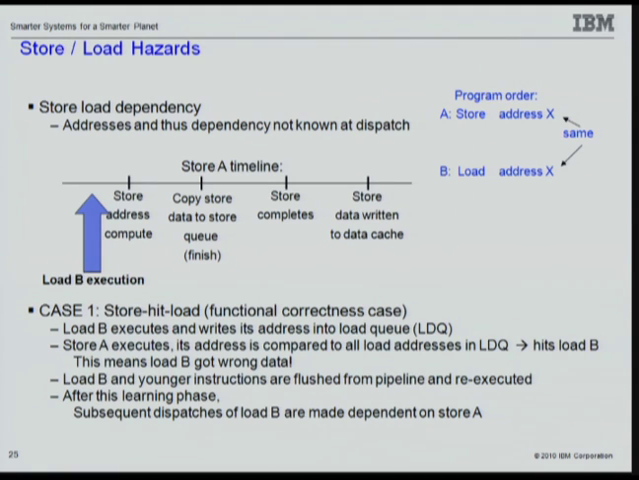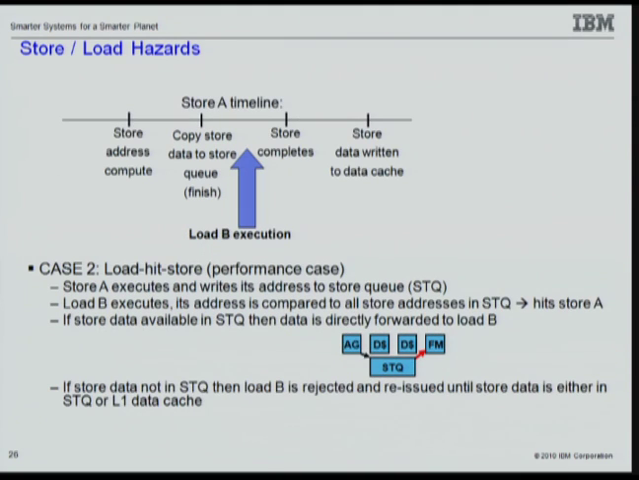We now know load B is dependent on store A, and when we dispatch load B, we'll make it dependent on store A. Okay, the other case is the load hit store case, and this is where we spent a lot of energy. There was lots of performance to be lost if we didn't get this right. In this case, store A executes and writes its address to the store queue. Everything is fine. Load B executes, its address is compared to every address in the store queue, and it hits store A. If the store data is available in the store queue, then we directly forward it into the load B path, and the requester of the load data is none the wiser.